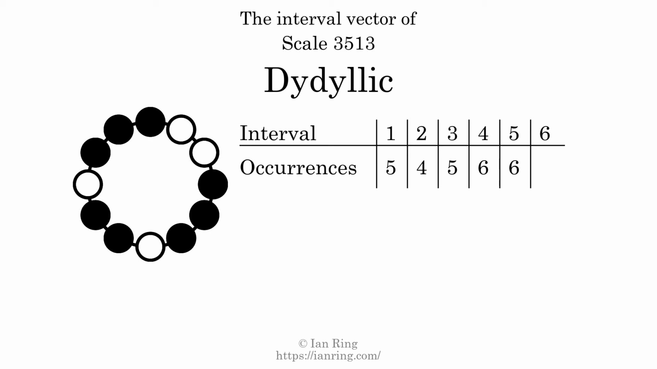There are 6 intervals with the size of 5 semitones. They are here, here, here, here, here, and here. There are 2 intervals with the size of 6 semitones. They are here, and here. Each interval does not appear in this scale a unique number of times, so this is not a deep scale.